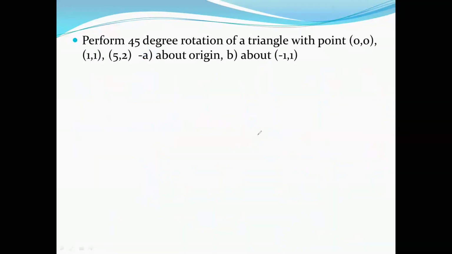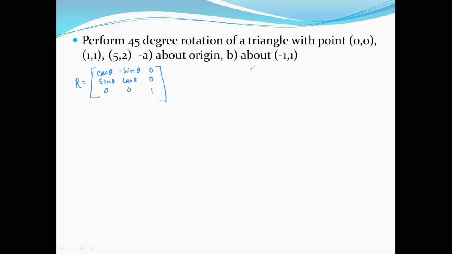we will perform the rotation with respect to a fixed point. So the rotation is about minus 1, 1. Whatever rotation matrix you got, this rotation matrix R, which is cos theta, minus sin theta, 0, sin theta, cos theta, 0, and 0, 0, 1. This rotation matrix which we derived is with respect to the origin. Fine.